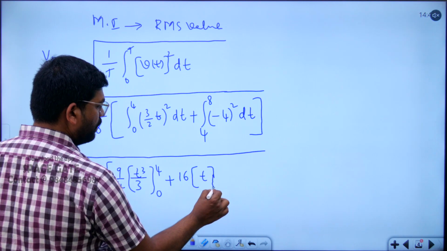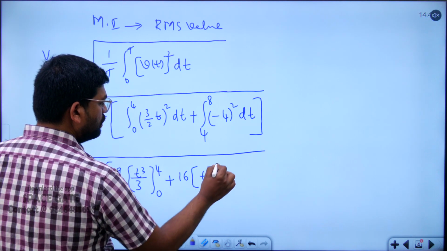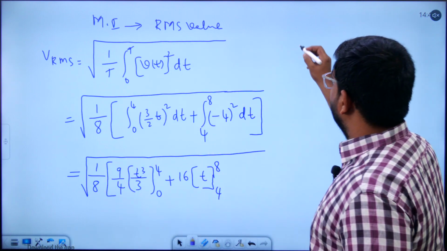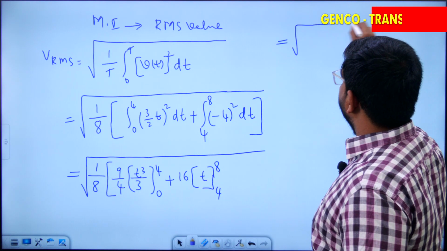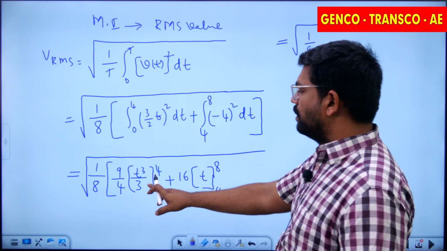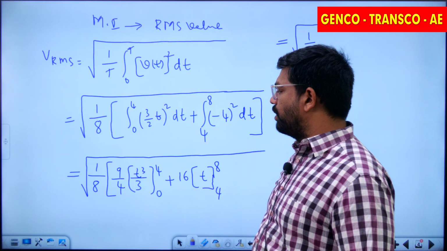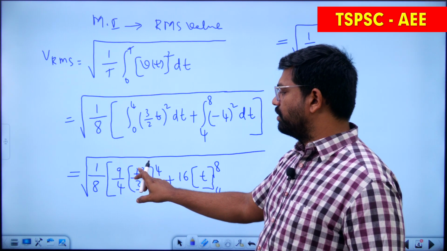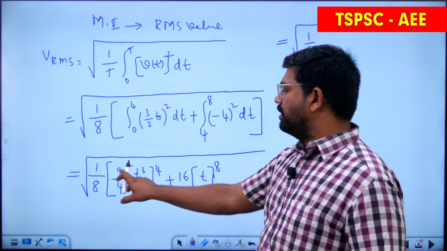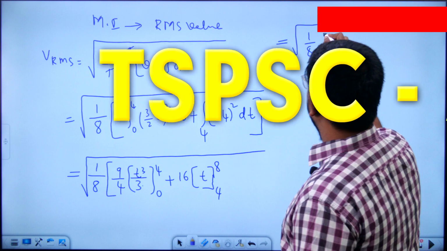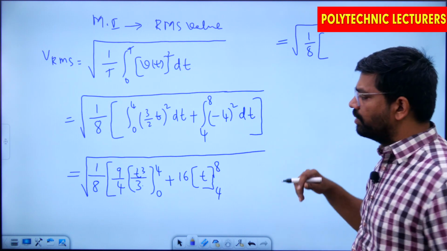Limits are 4 to 8, right or not? Now we just need to substitute the limits here. So what do we get? 1 by 8. Simplify further. 4 cube means what we get? 64. 64 by 4 means 16 only. Again, 3 is a 9. So 3 into 16 we will get. So how much do we get overall?